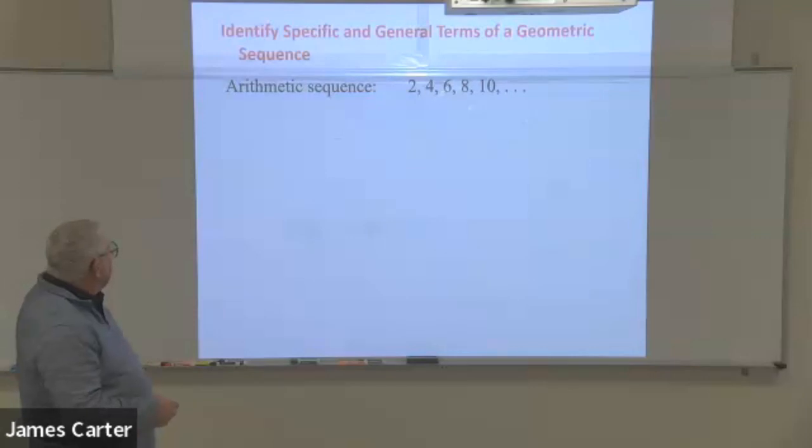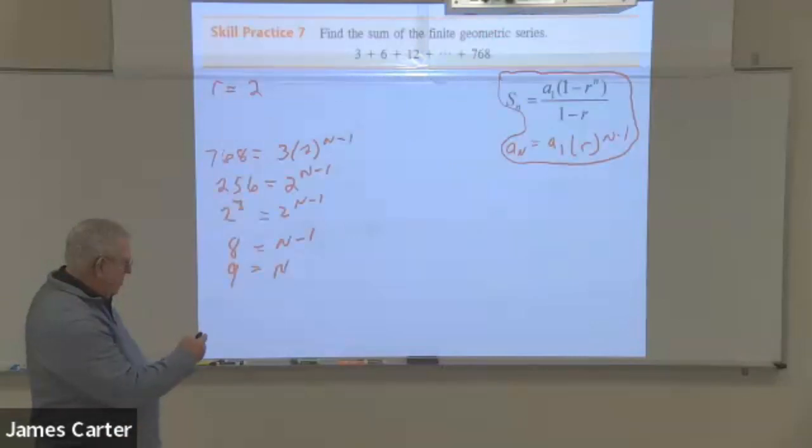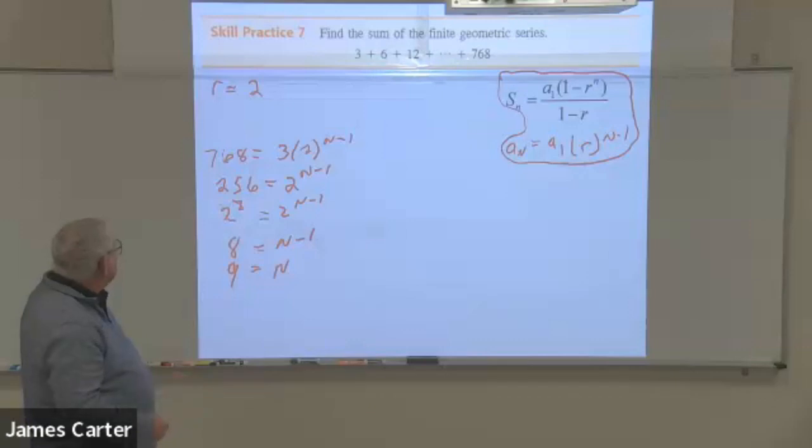Arithmetic, add 2 every time. Geometric, multiply by 2 every time. Okay? Well, find the sum of this geometric series. Okay, you can do that.